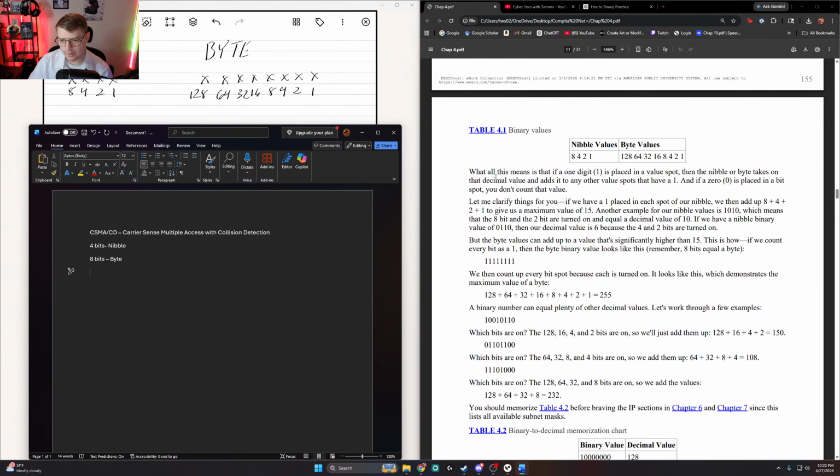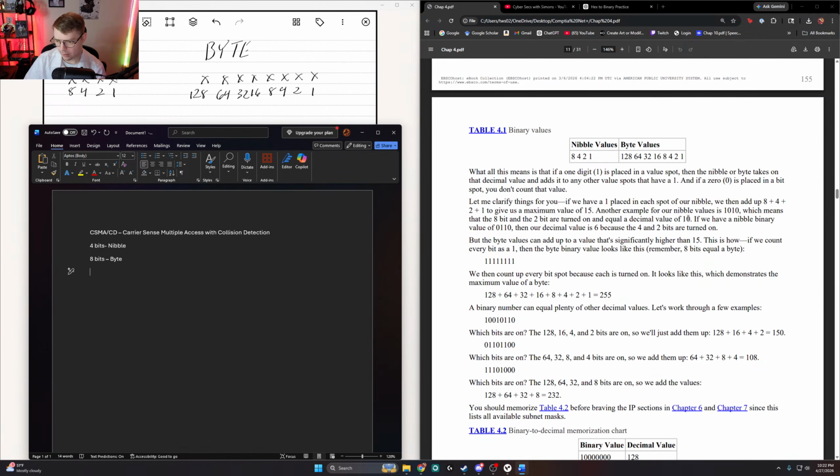So what this all means is that if a 1 digit is placed in a value spot, then the nibble or byte takes on that decimal value and adds it to any other value spots that we have a 1. If a 0 is placed in a bit spot, you do not count that value. Let me clarify things for you. If we have a 1 placed in each spot of our nibble, we then add up 8 plus 4 plus 2 plus 1 to give us a maximum value of 15.